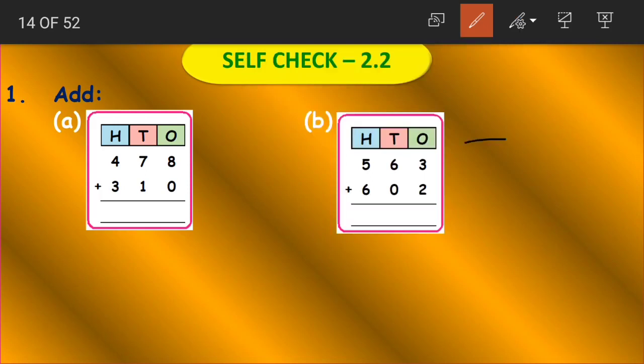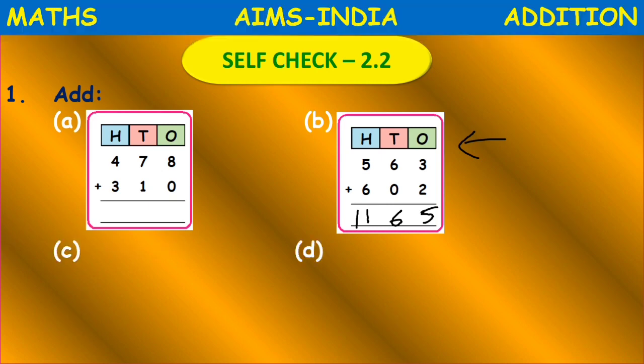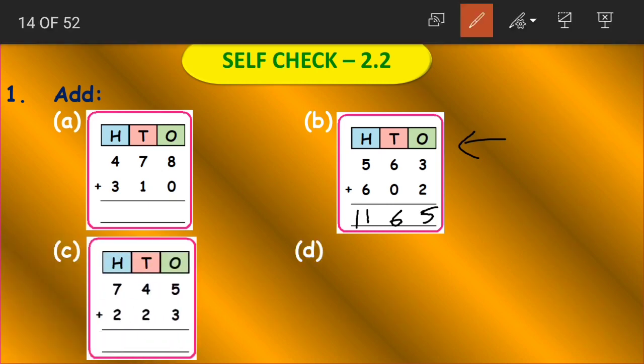How do we start adding? We start adding from the ones place. 3 plus 2 becomes 5. Then 6 plus 0 becomes 6. 5 plus 6 becomes 11. Yes. So 1165 is the answer. Moving on to the question number 3.